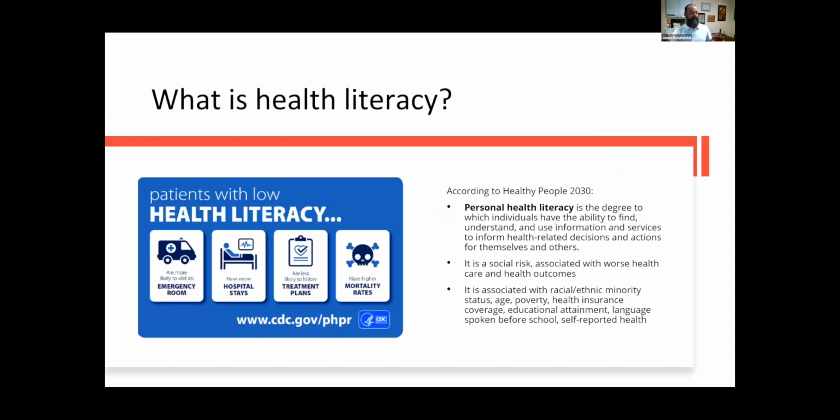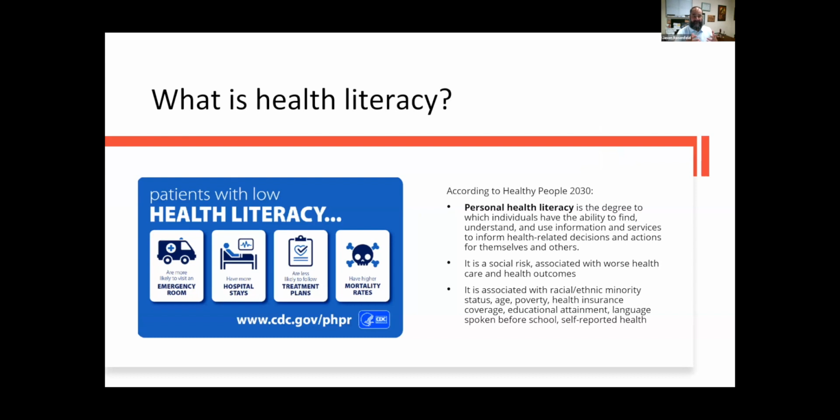So before we go a little bit further, I think everyone here has a definition for health literacy, but I wanted to make sure that we level set on what it is. So according to Healthy People 2030, personal health literacy is the degree to which individuals have the ability to find, understand, and use information and services to inform their decision making.